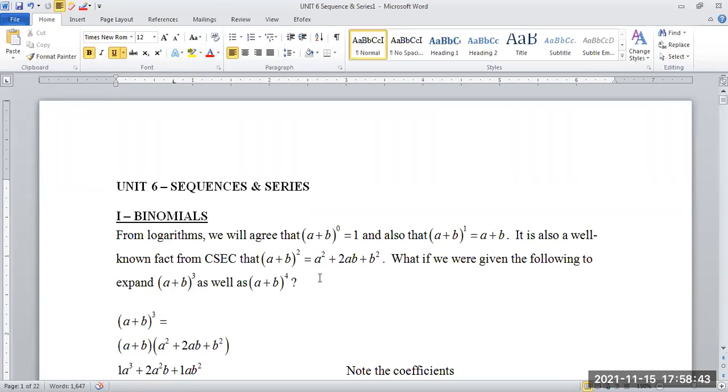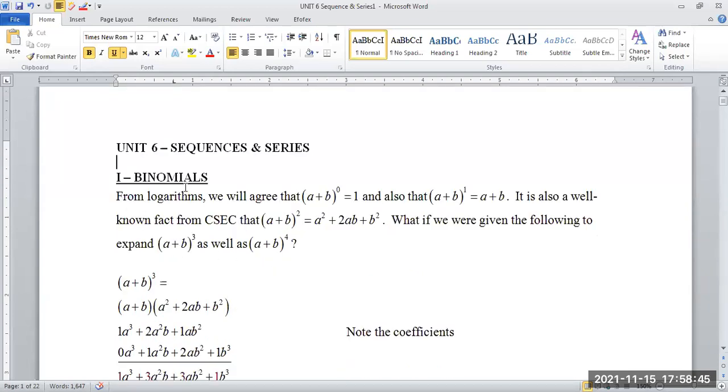So here goes. We talk about binomials. It says from logarithms, to show you that I had to do that before, because if I had started this one, you could say, sir, what is a logarithm? Now that you know exactly what logarithms are, I can say to you, from logarithms, we will agree that (a + b) raised to the 0 power is 1. Do you agree with that? Yes, sir.